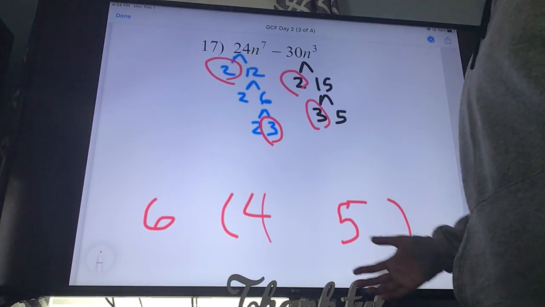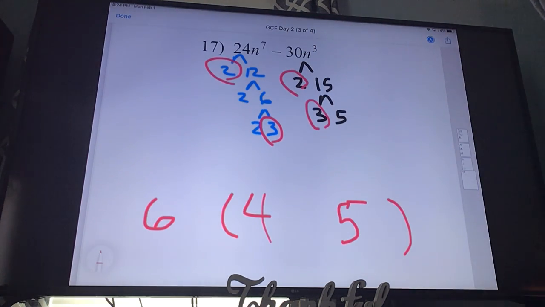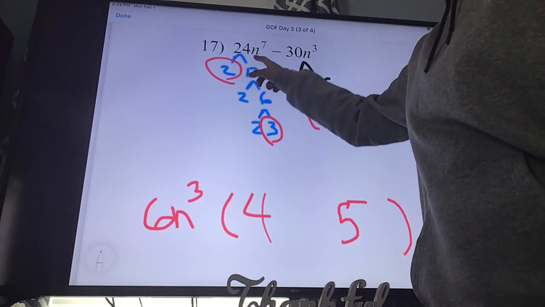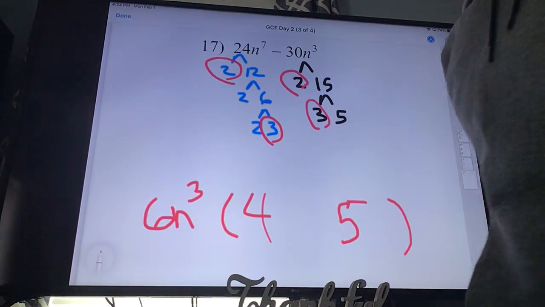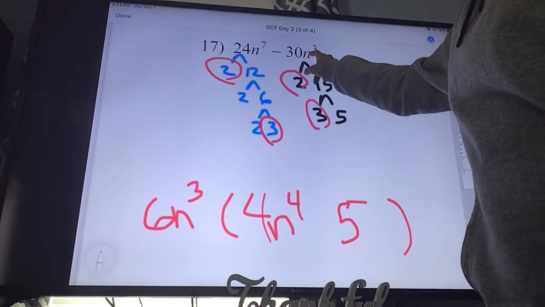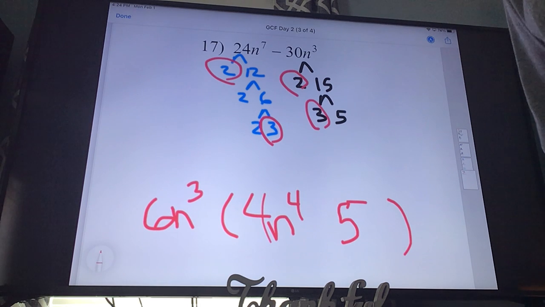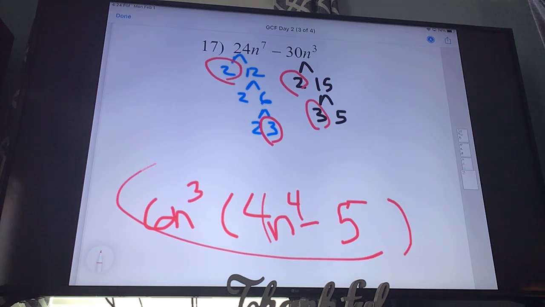Okay, and then what about the n's? Well, he's got $3 and he's got $7. So the biggest amount of money I could take from both is going to be n to the third. Well, if he had 7 and I took away 3, he's going to have 4 left. If he had 3 and I took 3, he's going to have none left. And then we put our sign in the middle there.